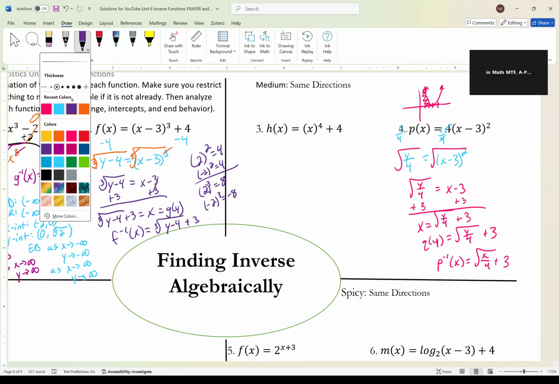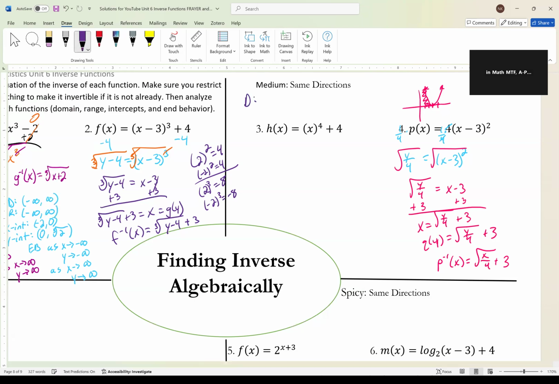So features of my original function, domain, we had to restrict it to 3 to infinity. The range went from the minimum y of 0 to infinity. So there's domain and range. X-intercepts, I've got 1 at 3, 0. Y-intercept, I don't have 1. And what else do I need? Domain, range, intercepts, and behavior.